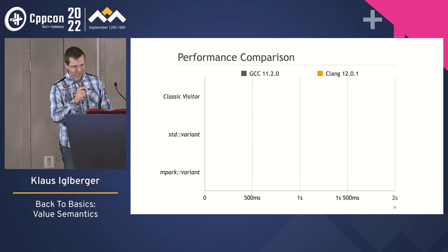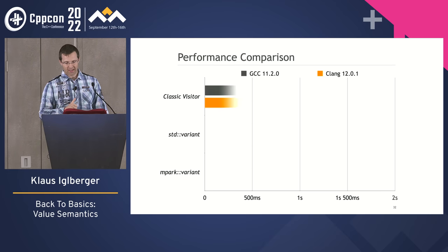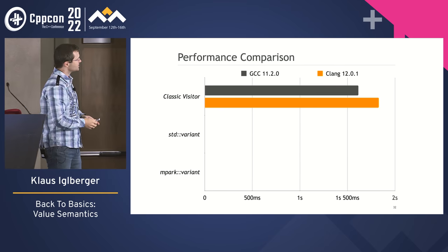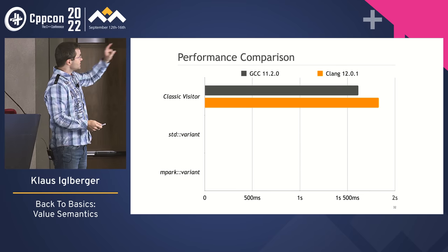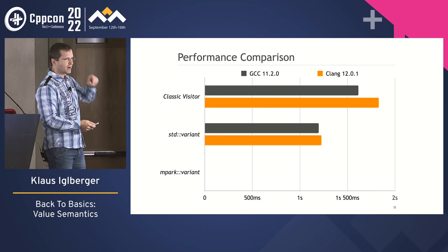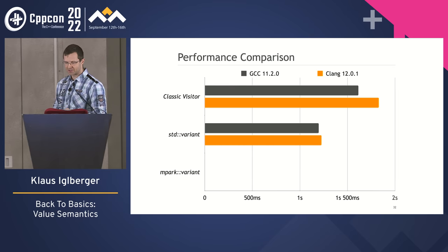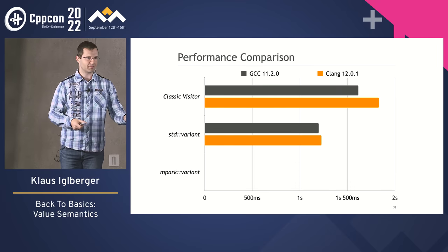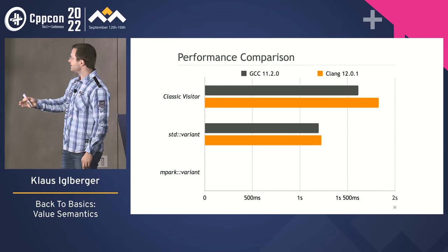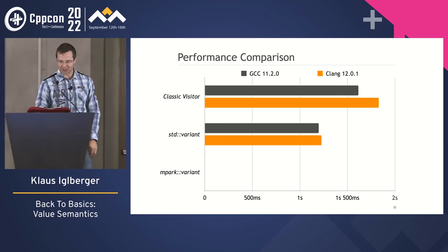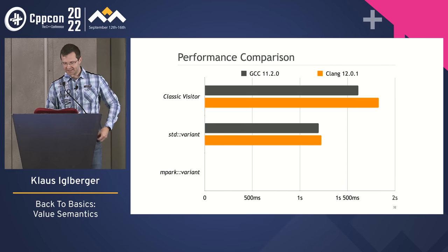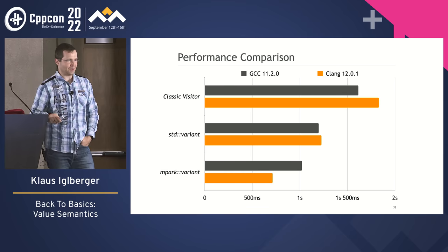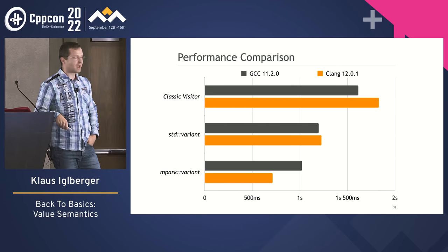So here are the results. The classic visitor that I've shown initially runs at that speed. And also, do not take this as a competition between Clang and GCC. This is just some results. Okay. Std variant is faster by quite a margin. It's not just a little faster, it's so much faster that if you would get this performance benefit, you would be employee of the month for several months. Seriously, this is absolutely huge. Std variant, in my experience, is great, but there is one that seems to be a little better. This is MPark variant, which is significantly faster, and so really amazing.